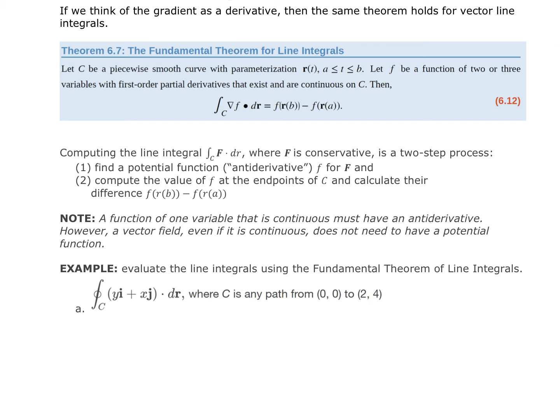Note, a function of one variable that is continuous must have an antiderivative. Therefore, a vector field, even if it is continuous, does not need to have a potential function.